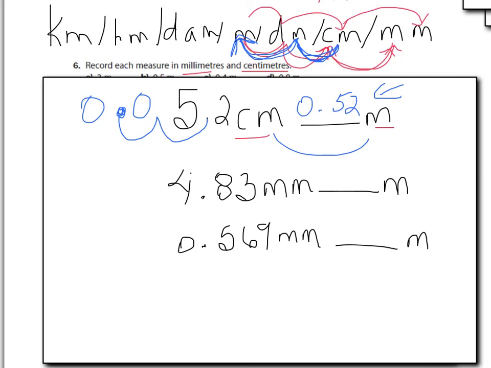So that's kind of a check that you can use to see if you're on the right track. If our units are getting bigger, our number should get smaller. If our units are getting smaller, our number should get bigger. There should be an opposite change there.